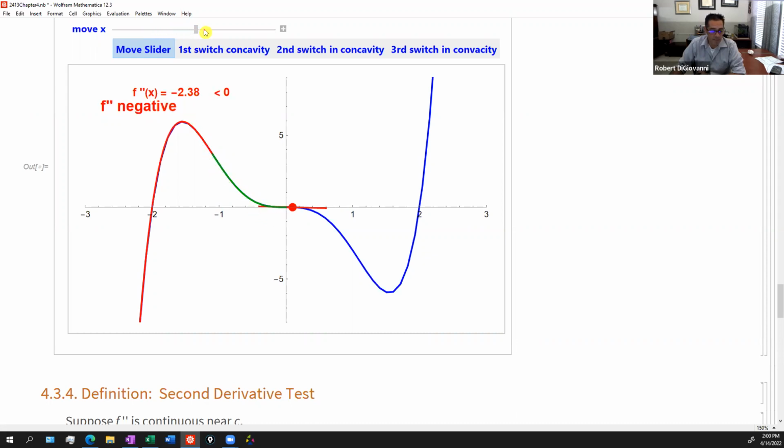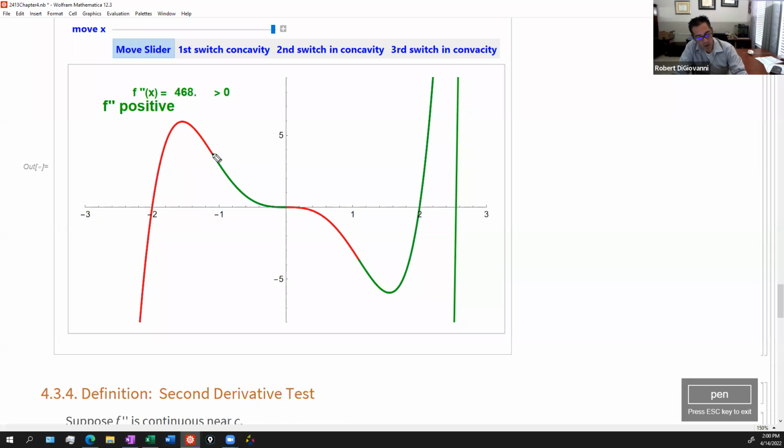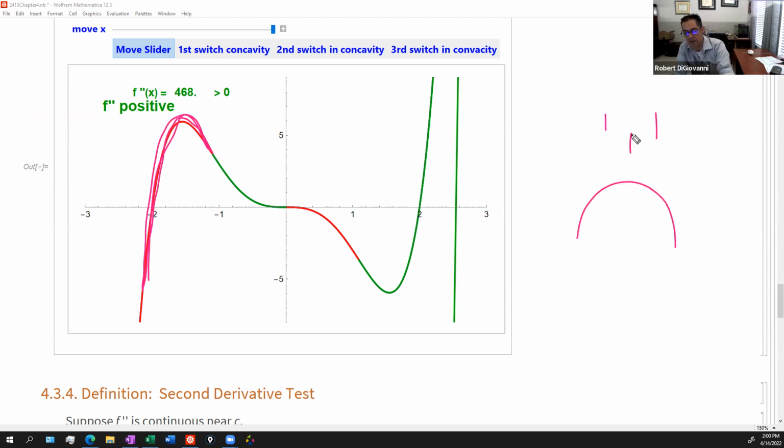So there we go. Everywhere you see red, the second derivative is negative. Everywhere you see green, the second derivative is positive. You're just going to have to take that on faith. So notice this red region on the left side. The shape of the graph over here looks like the frown on a frowny face, right? The graph right there looks like a frown.